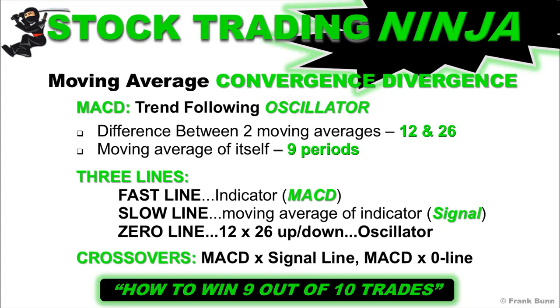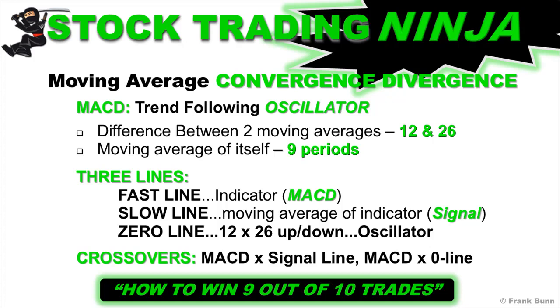With a quick look at the MACD indicator you briefly saw in the last segment. Known by its full name, Moving Average Convergence Divergence, which is quite a mouthful, the nickname is MACD for short, which is the acronym. Okay, the MACD is a trend-following oscillator. It is the difference between two moving averages, usually 12 and 26 by default, and it also consists of a moving average of itself, which is usually 9 periods in length. These are the common parameters.